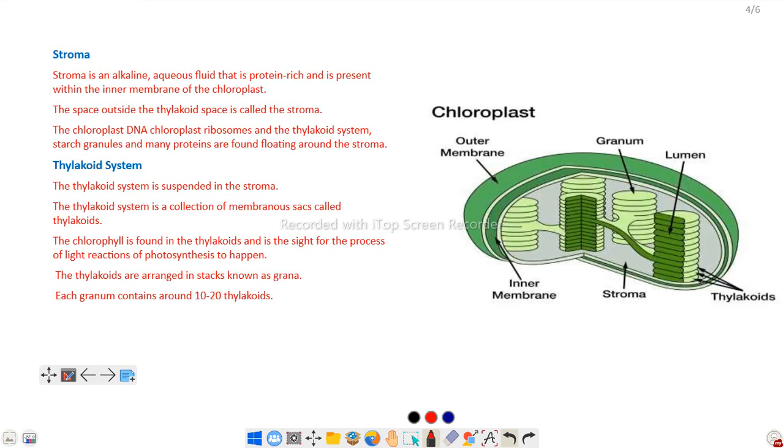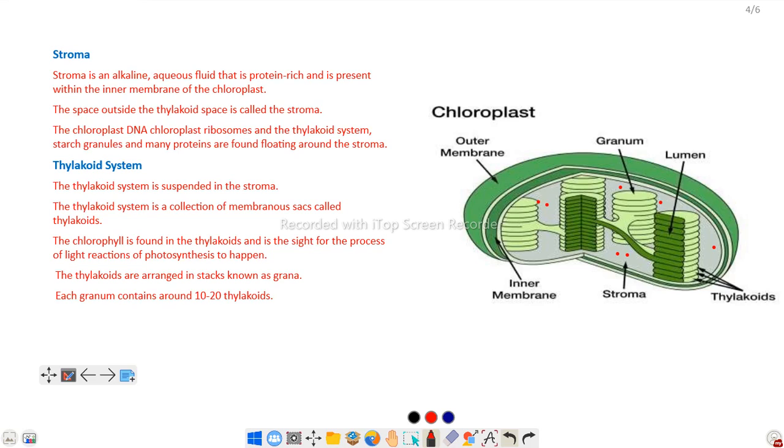Next is stroma. This blue background is stroma, the liquid filled background where grana are situated. Stroma is an alkaline aqueous fluid that is protein rich and present within the inner membrane of a chloroplast. As I say, stroma is surrounded by the inner membrane. The space outside the thylakoid is called stroma. The chloroplast DNA, ribosomes, the thylakoid system, starch granules and many proteins are found floating around in the stroma.